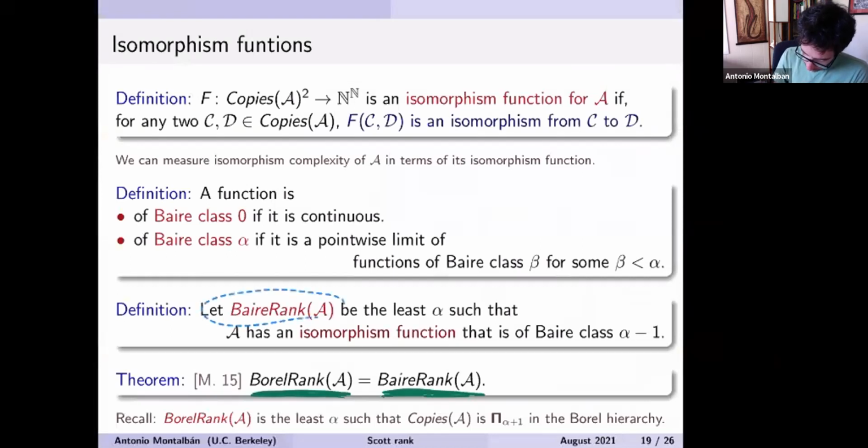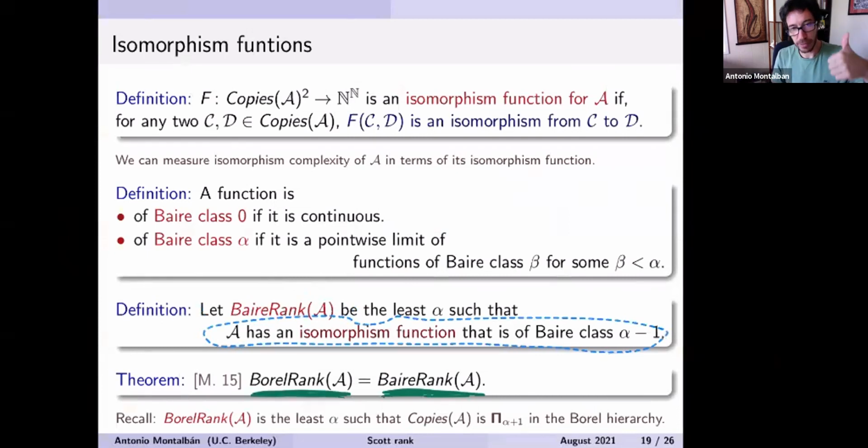Okay, so the Bell rank is the least alpha such that you have an isomorphism function that is Baire class alpha minus 1. You have a theorem that says that the Baire rank is the same as the Scott rank.